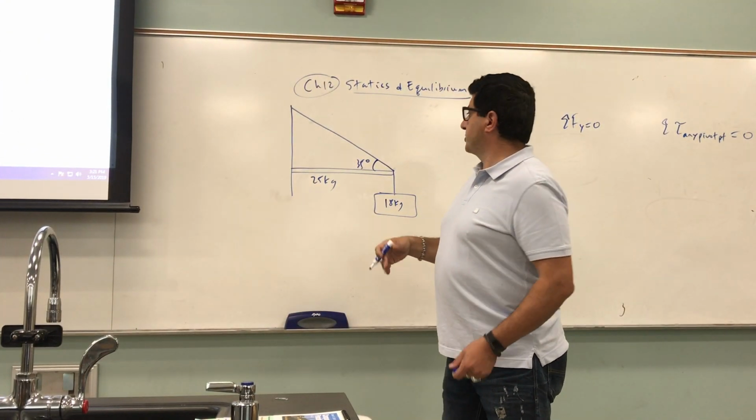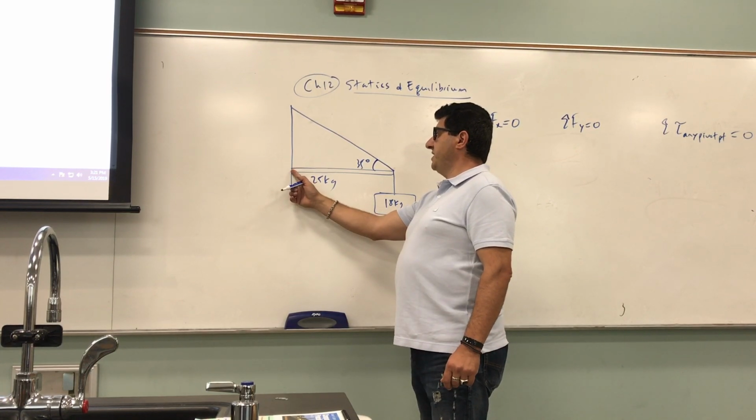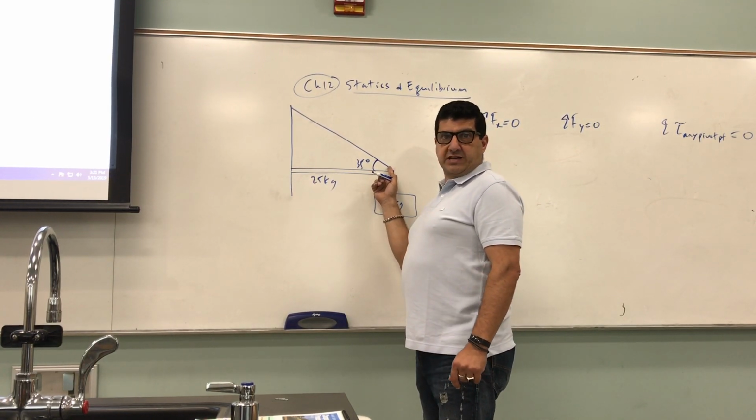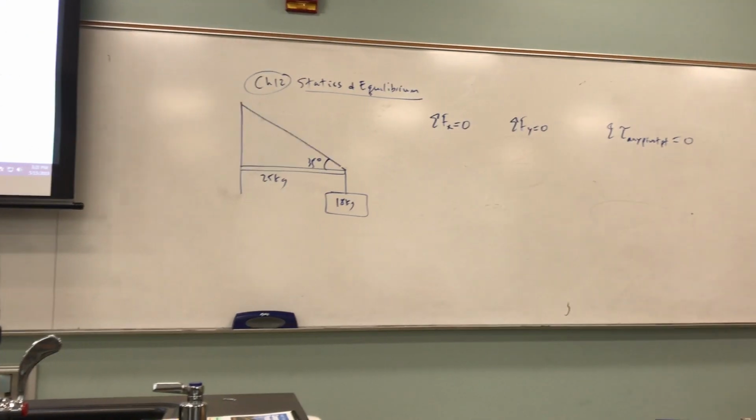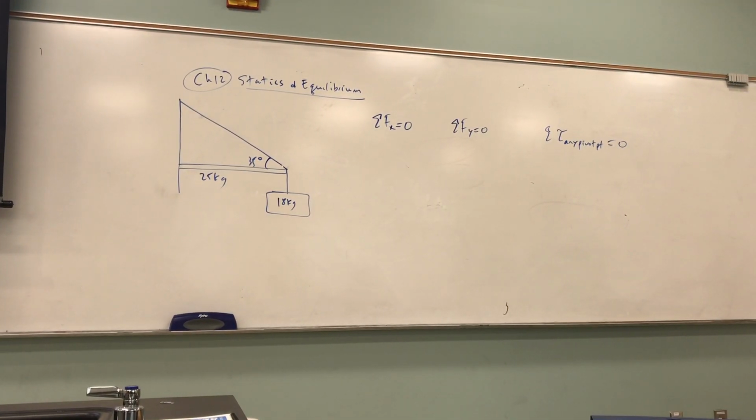And they're probably going to ask you for what's the force of the hinge, what's the tension in the string, right? Those are all the unknowns. At this hinge, we want to know what's the force of tension in the cable, and we want to know what is the force from the hinge. Now this problem involves static equilibrium. Static because nothing's moving, equilibrium because all the forces, when you sum them up, will be equal to 0.